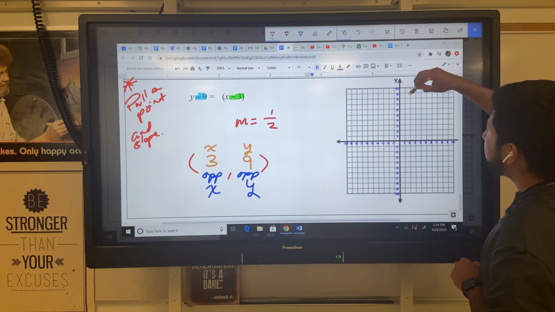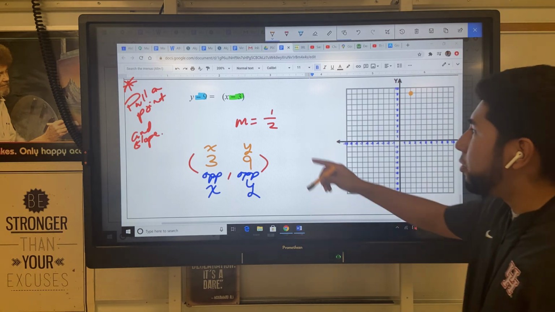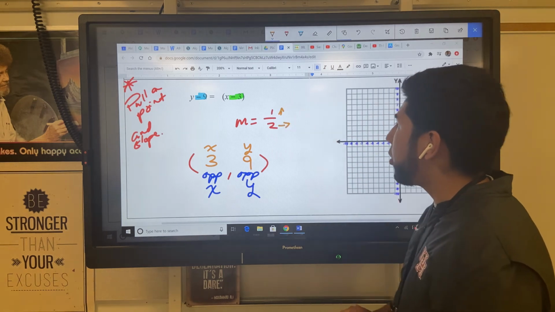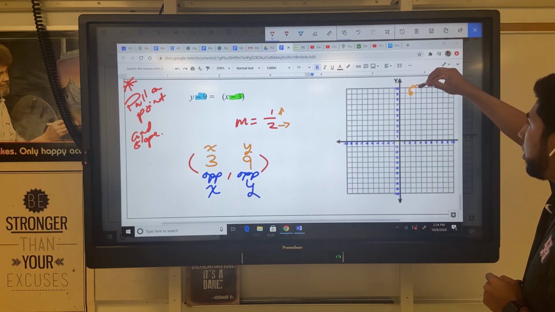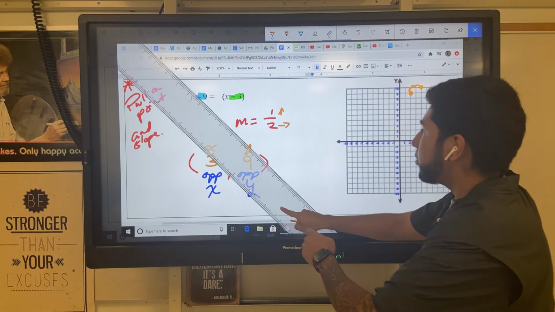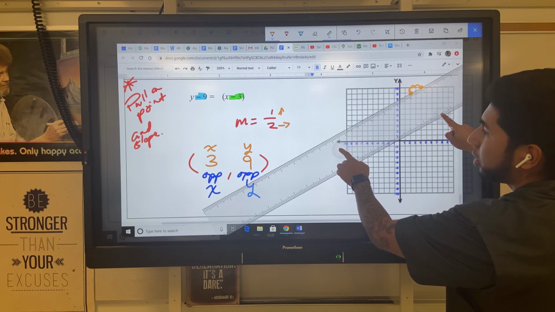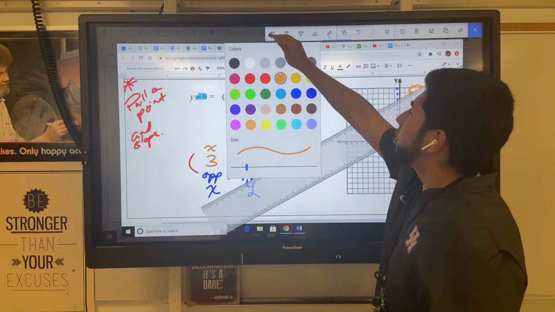Point is up here. And now I can use my slope. This is positive, so it tells me to go up and to the right. So up 1, 2 over, plot the point. That's all I can plot. Get your ruler. And draw your line.